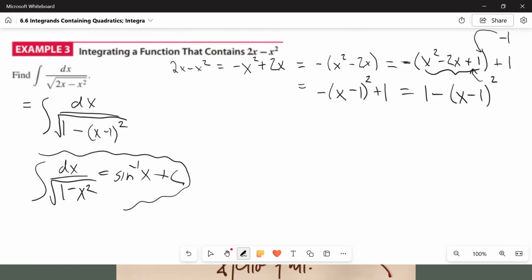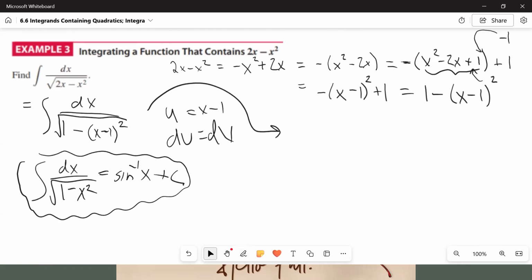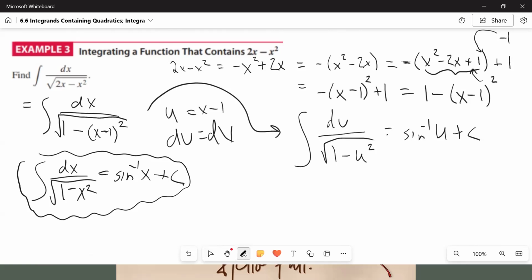Okay, that's the rule that we're dealing with here. But we have the x minus 1 quantity squared in there. So what we're going to do is let u equal x minus 1, du equals dx, and then things line up. We have integral of du over square root 1 minus u squared, which is going to be sine inverse of u plus c. So sine inverse of x minus 1 plus c.